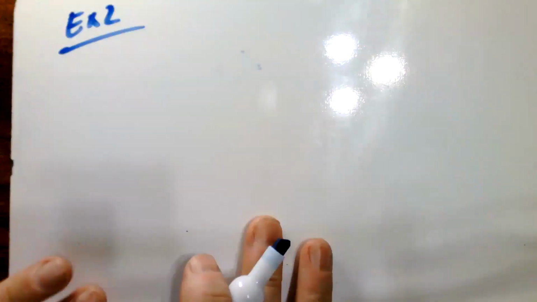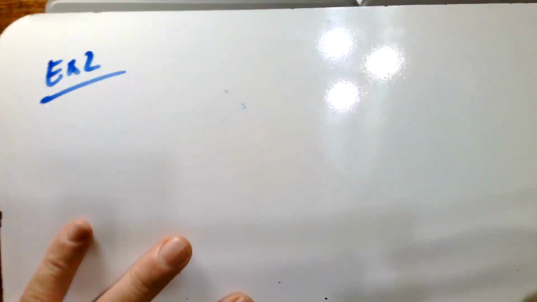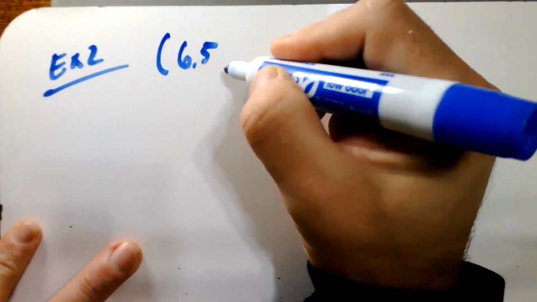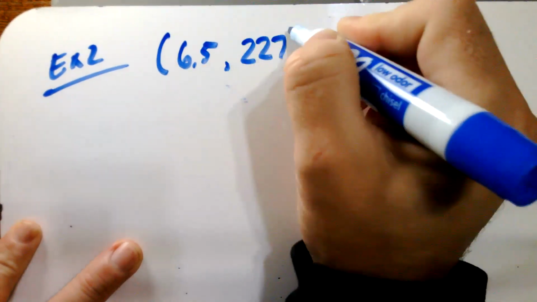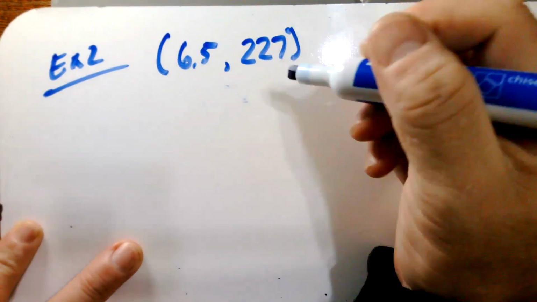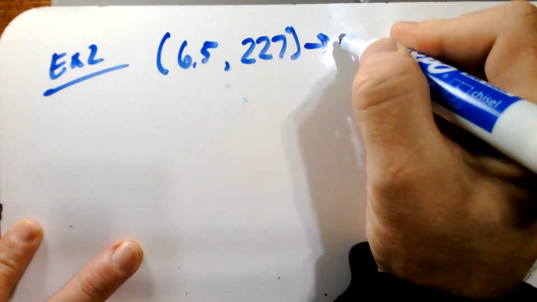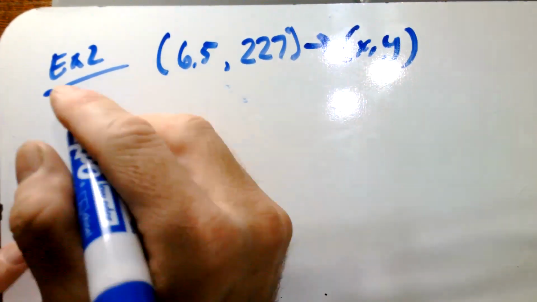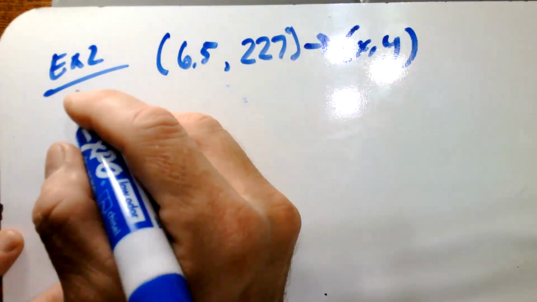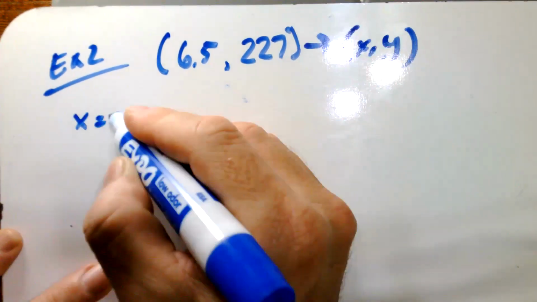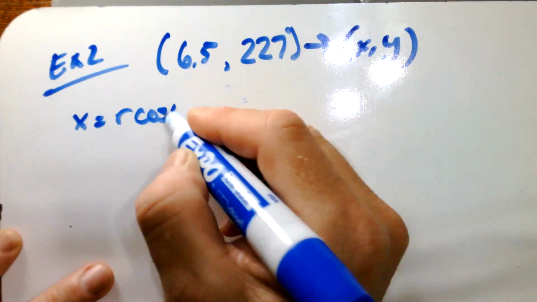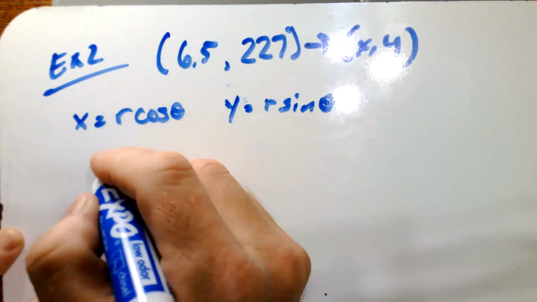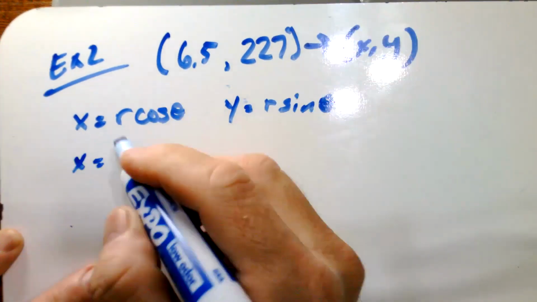All right, welcome back. In this example, this is going to be example 2 for us. We're given the point with 6.5 as the radius and 227 degrees as the theta. And we want to convert this into x and y. To do so, this is a pretty straightforward problem. All we need to do is know that x is equal to r cosine theta, and y is equal to r sine of theta. And since we're given both of those, we can just plug directly in.